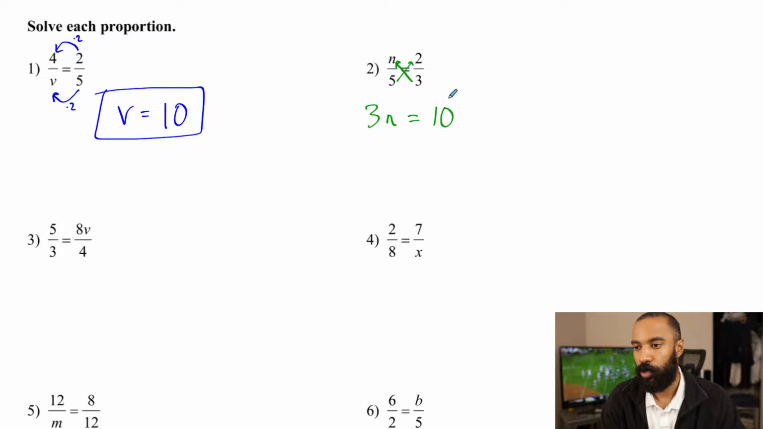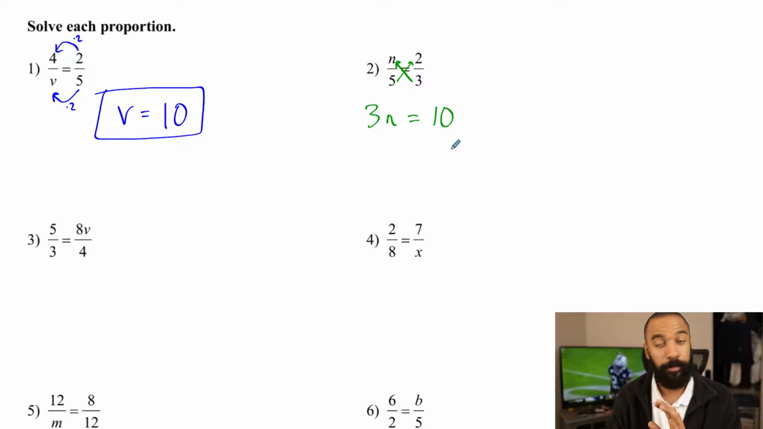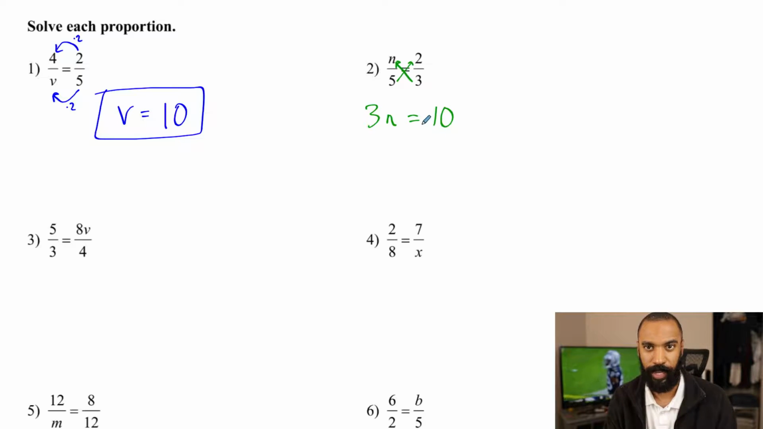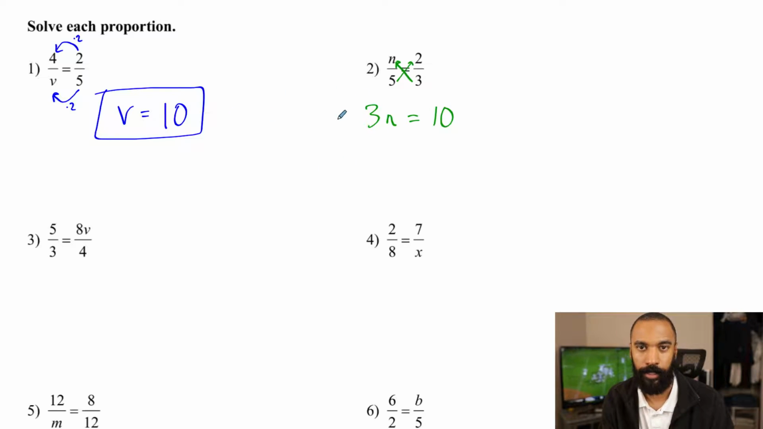Okay, so that's the cross multiplication action. The objective, just so you're aware, for cross multiplication is to rid your fractions. That's the end, hope, and goal. It makes things a lot easier for us to work with, and things we're common with seeing.